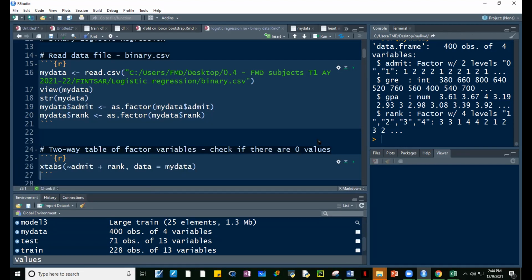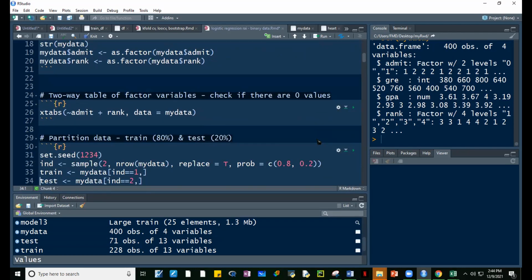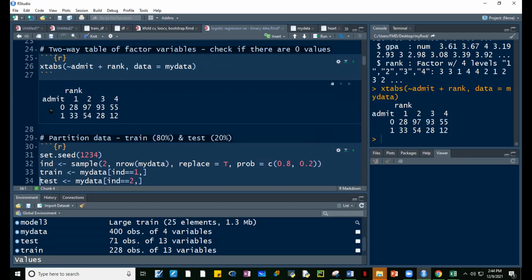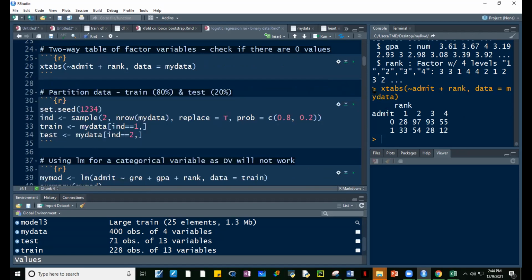Okay, so the cross-tabs function will just give us a cross-tabulation of the admit and the rank. Very quickly, guys, this tells us that these students who were not admitted, 28 of them came from rank 1, 97 came from rank 2, etc. Those who were admitted, 33 of them came from rank 1 and 54 of them came from rank 2. Okay, so that's just the cross tabulation. Now this is what we did last time.